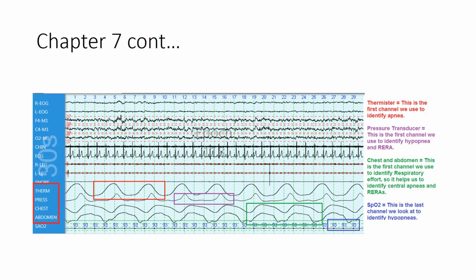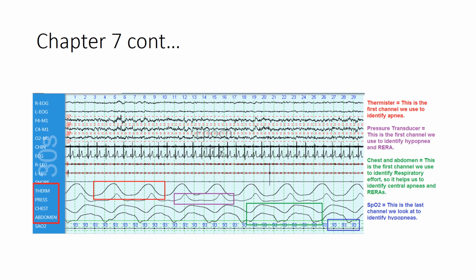If the flatness is in the channels for the thermistor and nasal pressure transducer, but there is continued movement in your chest and abdomen, then this would have to be an obstructive apnea, meaning the patient is trying to breathe, using muscle strength to try and take a breath, but something is blocking the airway and preventing air from being moved in and out of the patient's body.